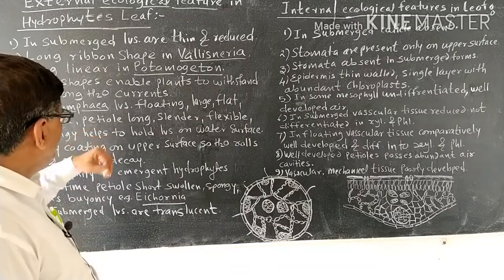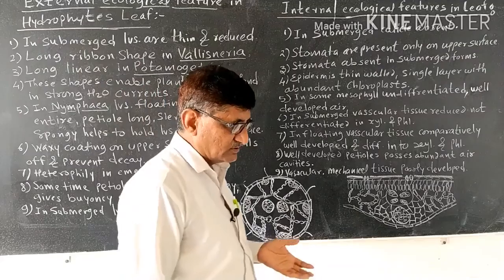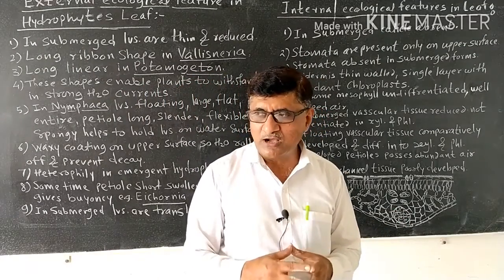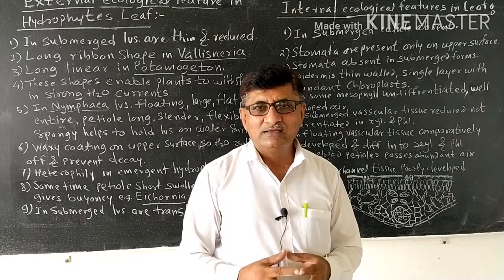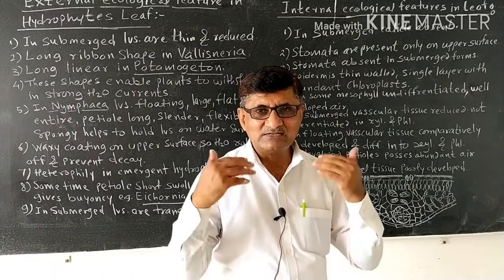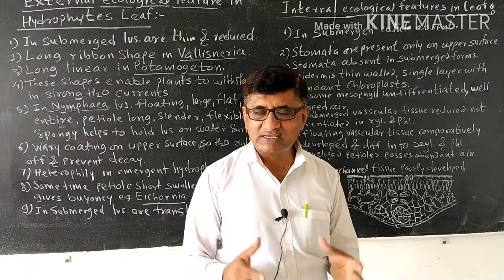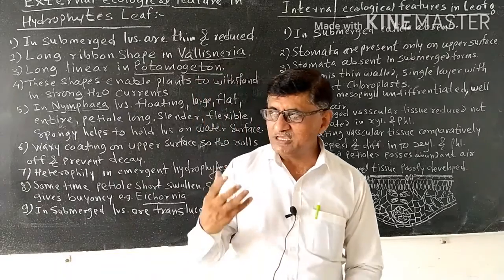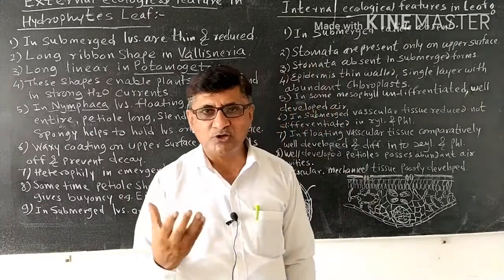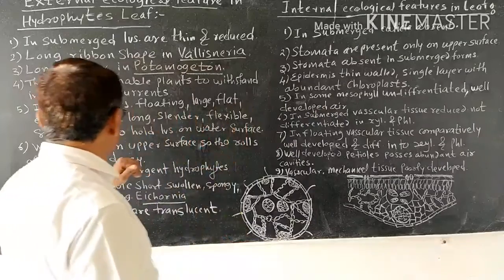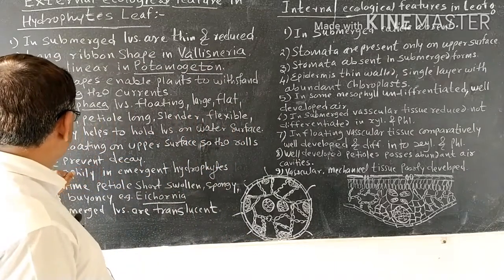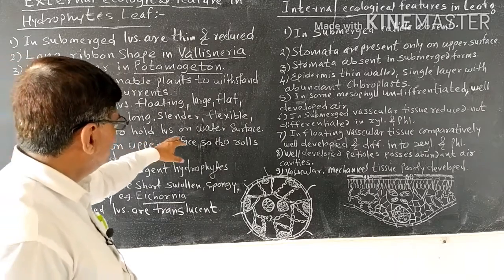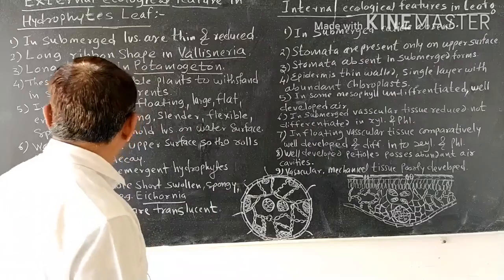Also, in such leaves floating on the surface of water, the petiole is very long, and that long petiole has a large number of aerenchyma or air cavities that store air. So that also helps the leaves float on the surface of water. This is one kind of modification, so that the cells become spongy and hold the leaves on the surface of water.